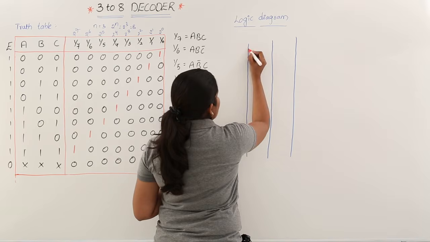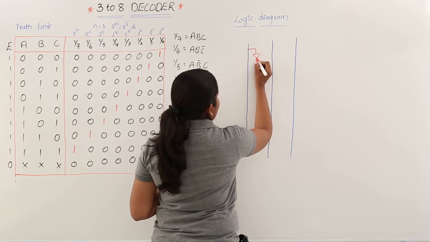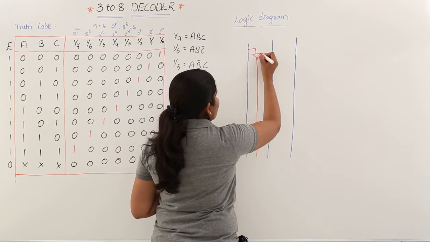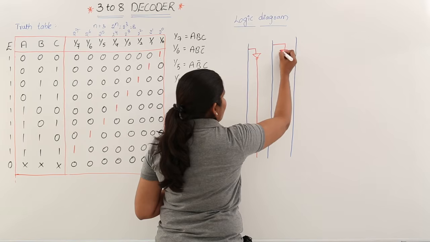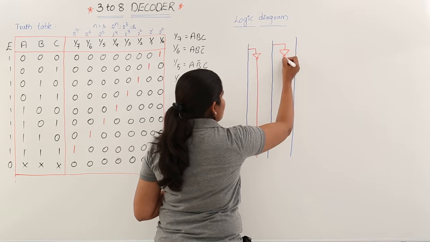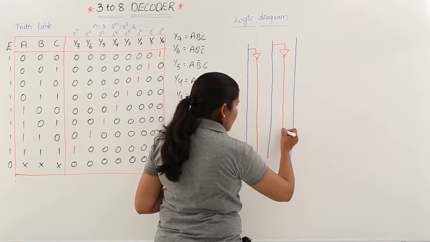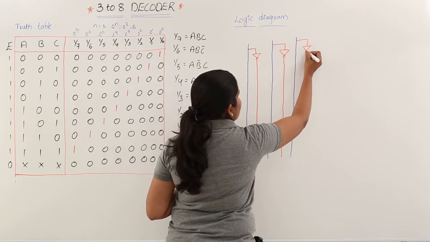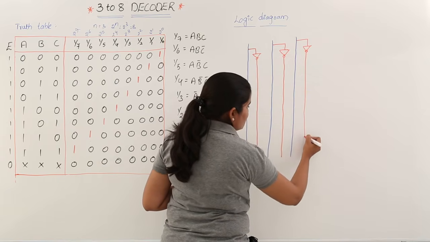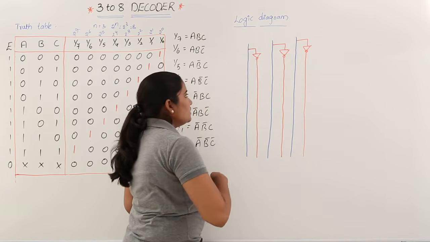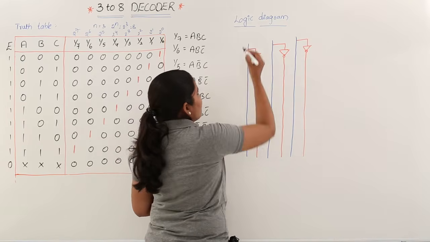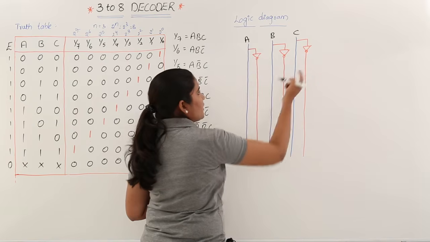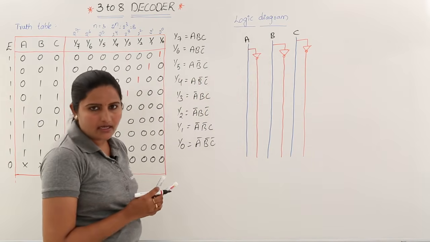So, here A bar I am representing like this. You just treat this like A bar, and this like B bar. If this blue line represents B, this red line with the NOT gate represents B bar, and here I am taking C bar. So these lines represent A, B, C, and the corresponding red lines represent A bar, B bar, C bar.